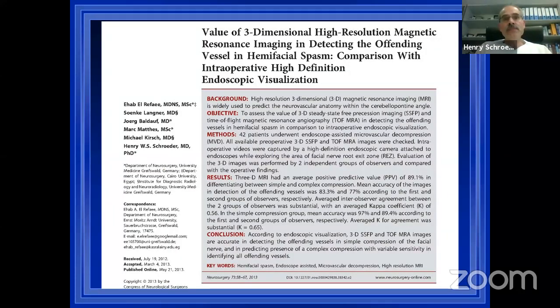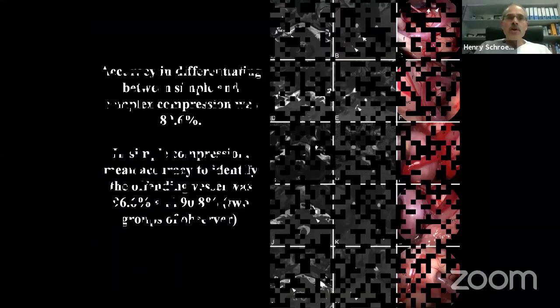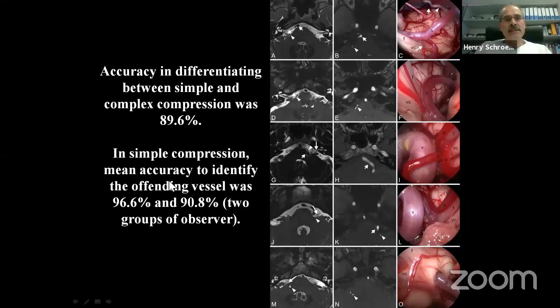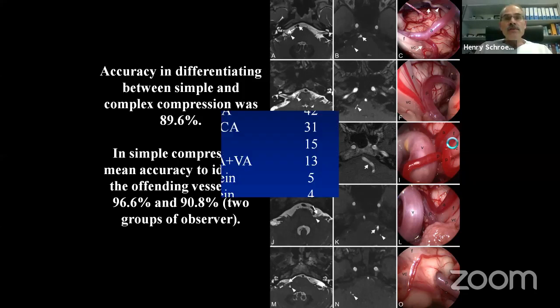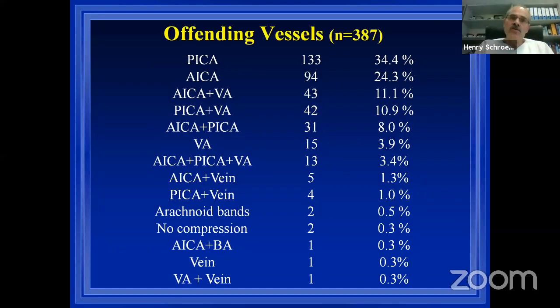We did a study comparing the intra-operative inspection with the MRI, and we found a very good correlation in the description: for a simple compression, 96%, 91%. For differentiating a simple or a complex compression, it was also 90%. So the MRI gives a very good prediction of what you really see during the surgery, even in a complex case. So it's really recommended to have these two imaging modalities.